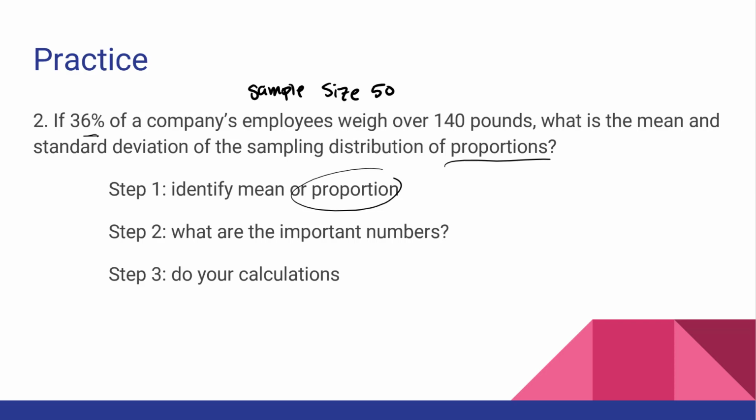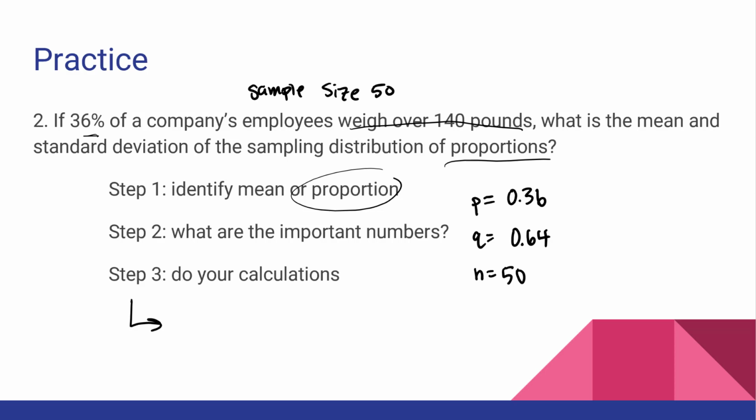For proportions, we need a P, so probability of success, a probability of failure, and a sample size. So a P, a Q, and an N. P, Q, N. Our P seems to be the probability that someone weighs over 140 pounds. So that is our 0.36. Our Q is 1 minus 0.36, so 0.64. And our sample size is 50. That is step 2. Step 3, again, make the needed adjustments.